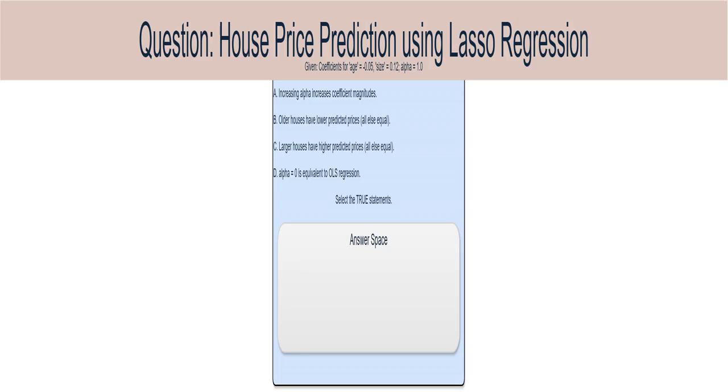This question uses a lasso regression model, a type of machine learning model, to predict house prices. I'm given the coefficients for age and house size and asked to determine the validity of several statements regarding the model's performance and characteristics. This involves understanding how the model's coefficients and the alpha parameter influence predictions. It's a test of your understanding of how lasso regression works.